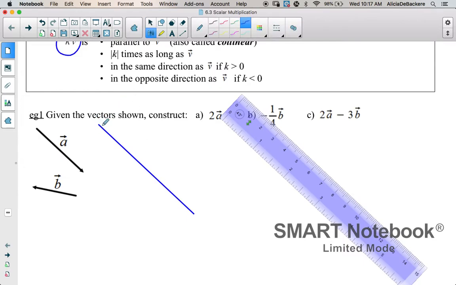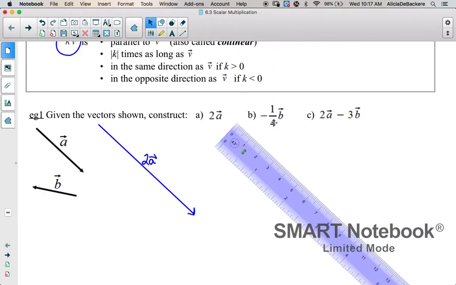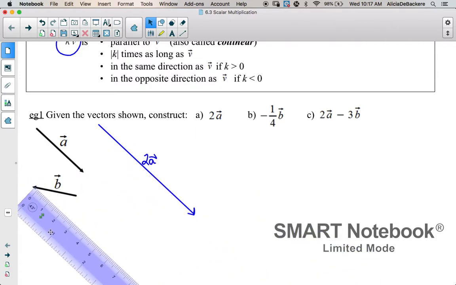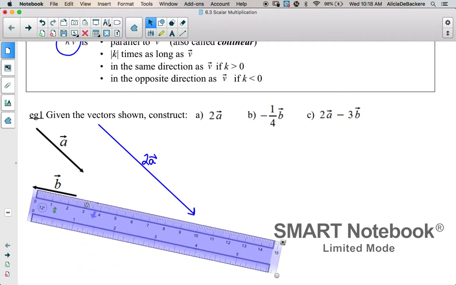Okay, and then I need to show which direction it's going. Is the arrow on this end or is the arrow on this end? It needs to go in the same direction as vector A. So down here. And then I can label my vector. This is 2A. All right, next one we're going to do is -1/4 times vector B. So again, I'm going to take my ruler, line it up with vector B.